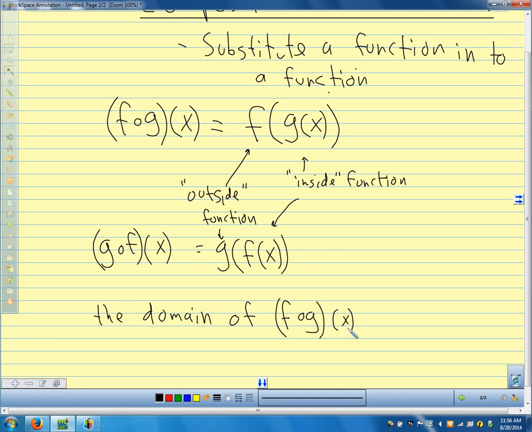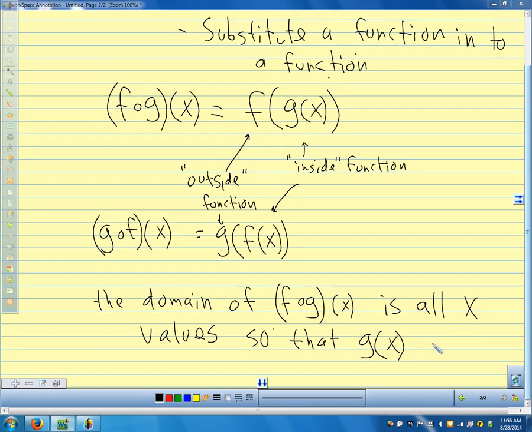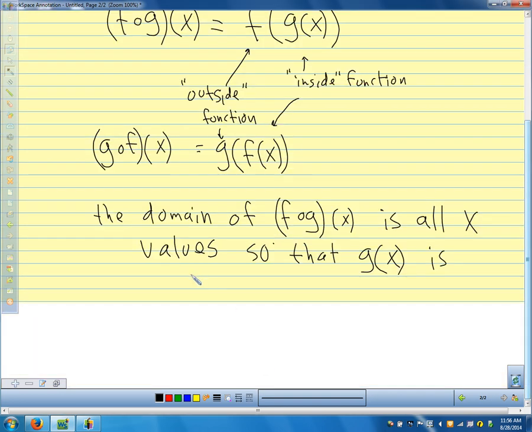Often it's between something and something. Nice functions have a domain between negative infinity and positive infinity. Sometimes they're not as nice, and we have to figure out some other things. So the domain of a composition is all x values so that g of x, our inside function, is in the domain of f.